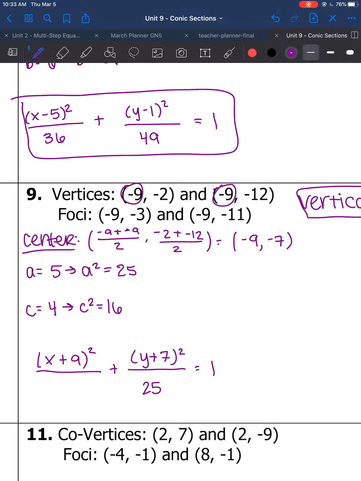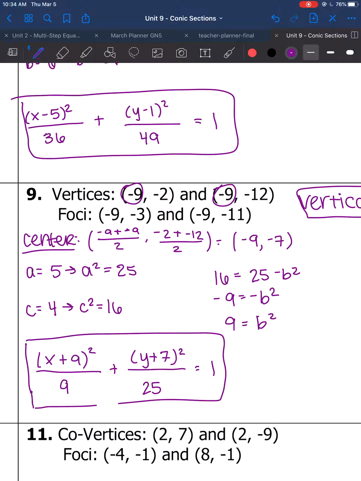So all I know is c squared, 16, equals 25 minus b squared. And then we're going to solve for b. So 16 minus 25 is -9 equals -b squared. So b squared equals 9. So b is 3. But for the standard form, I only care about b squared. So that would be how you do that if you're given vertices and foci.